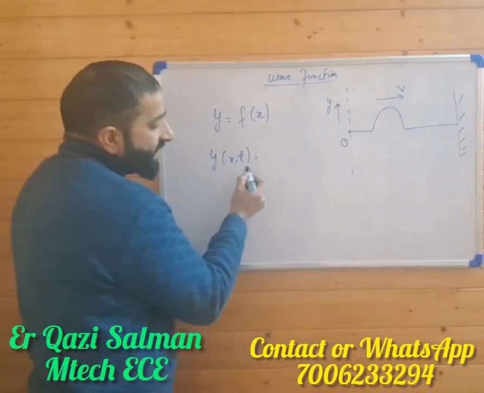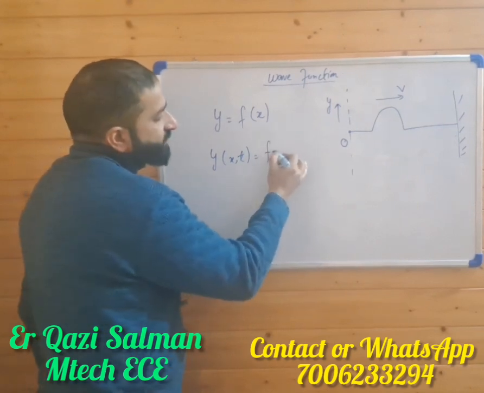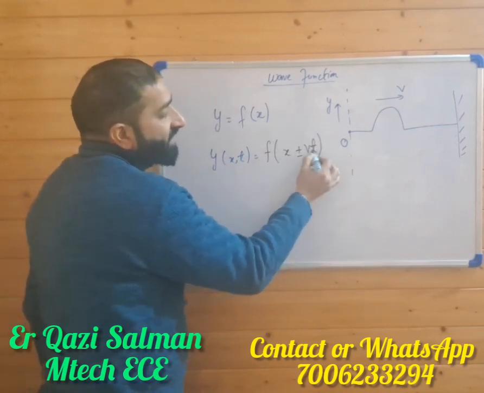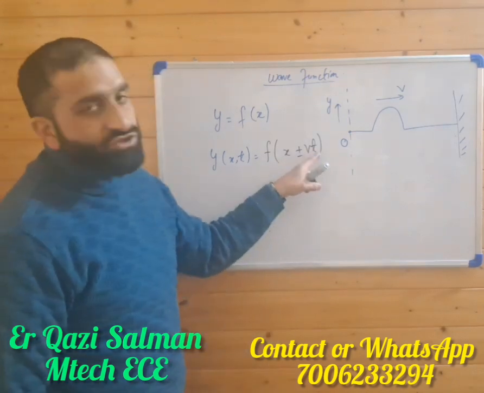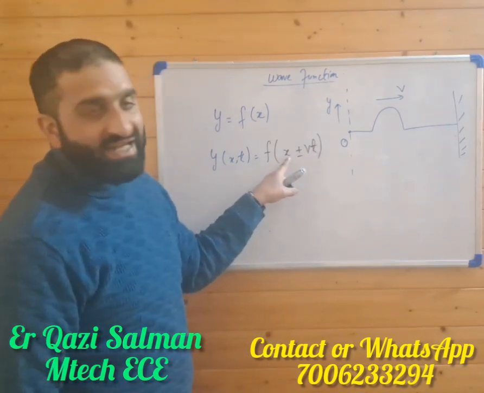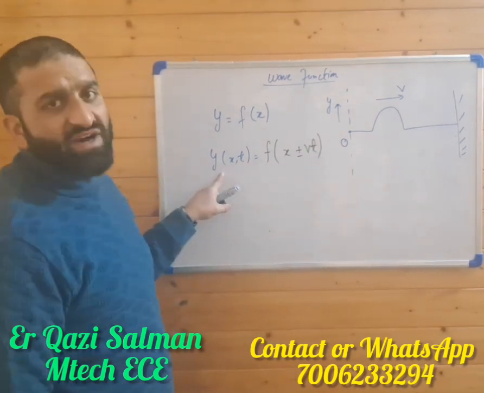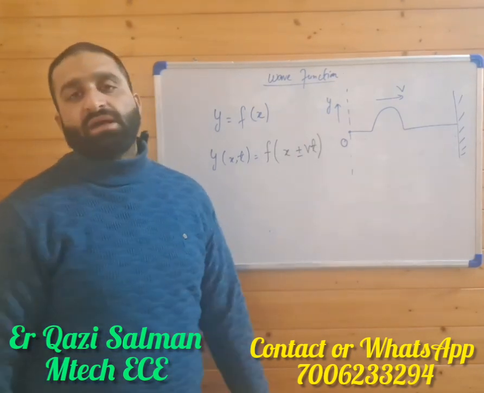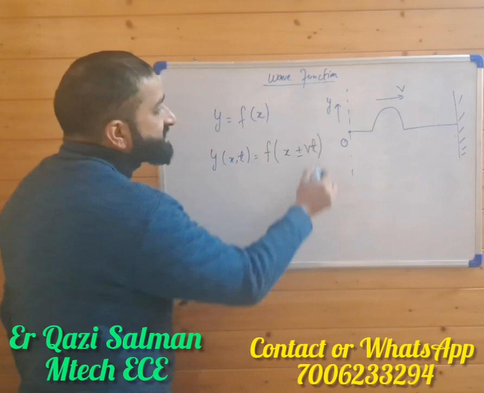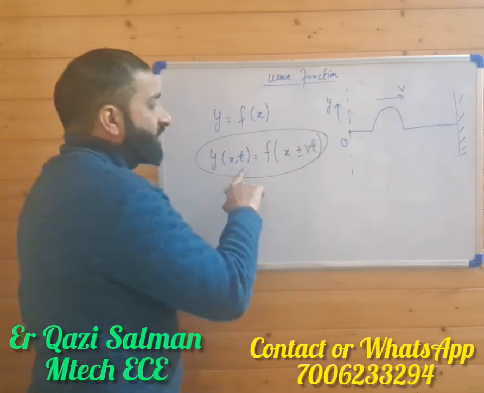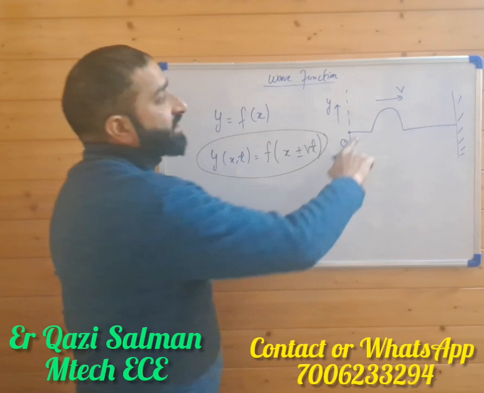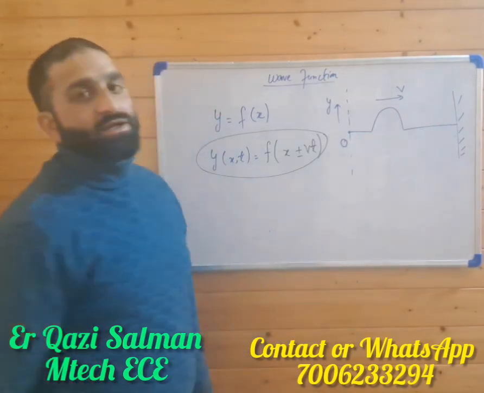So y as a function of x and t depends upon f of x plus or minus vt. Why vt? Because like terms can be added. Velocity into time is equal to displacement, that is x. y is also a displacement: y is a displacement in the y direction, and x is the distance in the x direction. So this is a wave function. This wave function defines mathematically the wave pulse going from this side to this side.